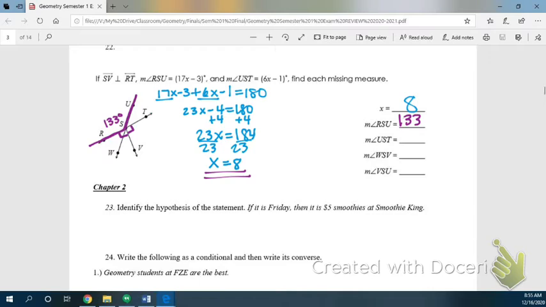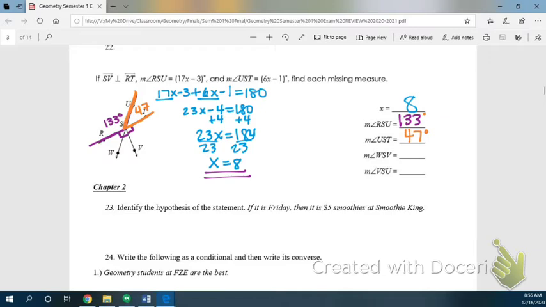Next, they ask me, what is UST? UST is the angle that we were just looking at. You could find this several ways. You can plug your x equals 8 into 6x minus 1. You can also just subtract from 180. 180 minus 133, you'll get 47 no matter what. So 47 degrees is UST.